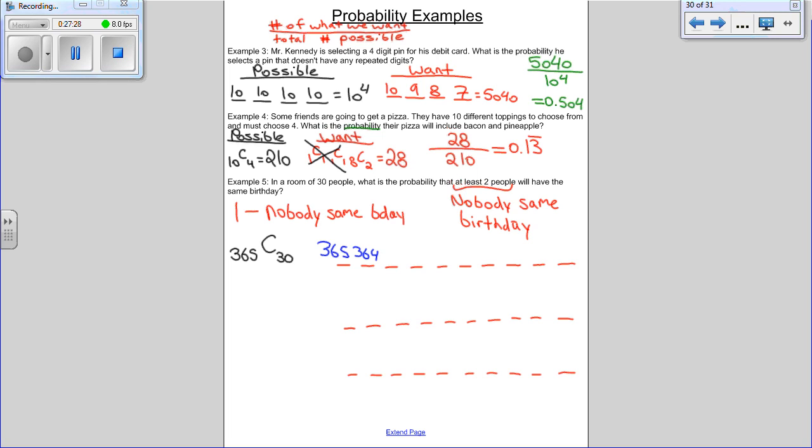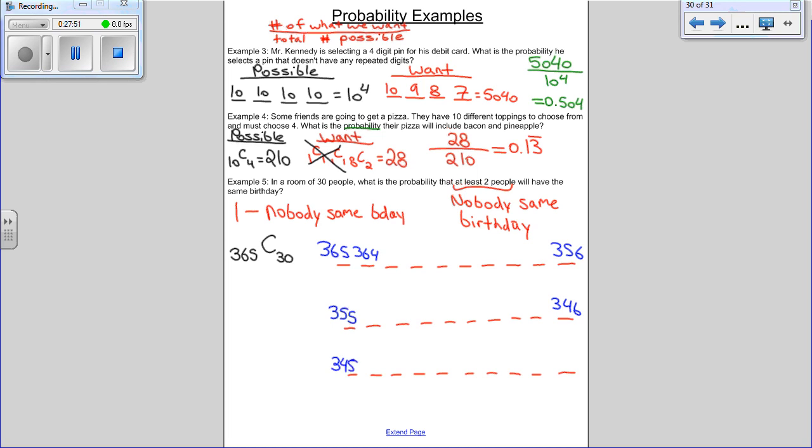356, 355. And you could do that too, right? So 355 and then 346, all the way to 345, all the way to 336. And you could punch all that in your calculator to figure it out. That's one way to do it.